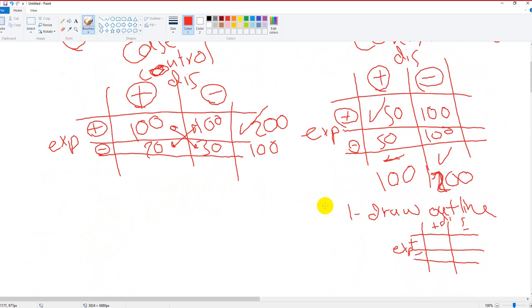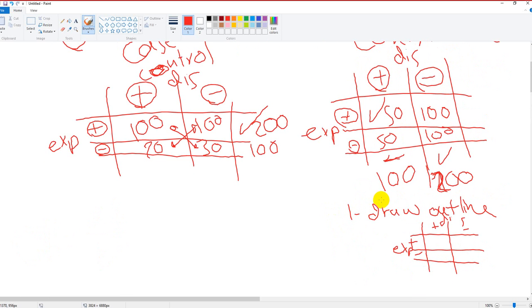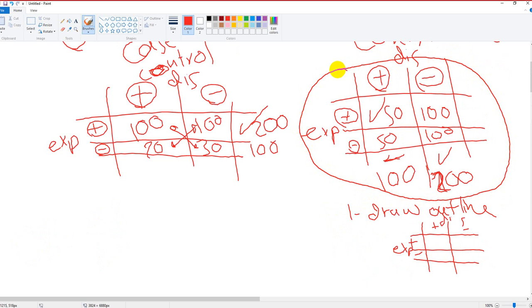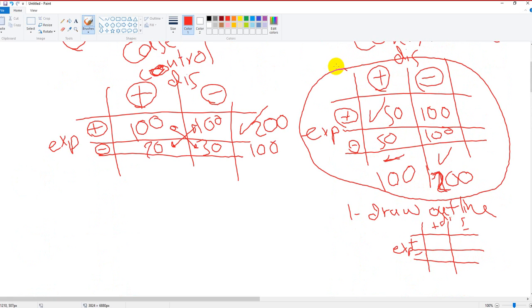Okay, while in the relative risk, imagine this table. I want you to get the relative risk. How can we get the relative risk from this table? Which table? The one on the right or one on the left? This one. Yeah. So then we said exposed or non-exposed. So the exposed are 50 plus 100, 150.